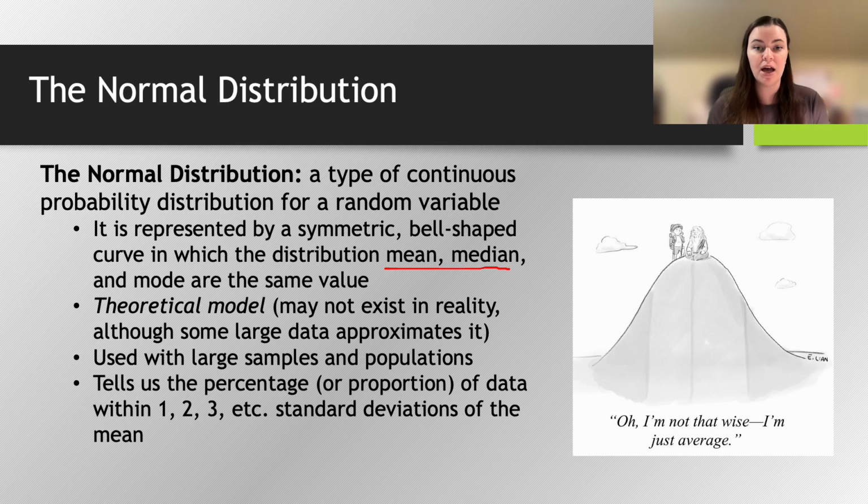The last type of distribution shape that we had talked about, though, was this idea of a symmetric distribution. So that's where it's exactly equal on each side, and that's what's being represented here in this cartoon. It's this bell-shaped curve, again, where that mean, median, and mode are all in that center point here. Importantly, the normal distribution is a theoretical model, although some really large data sets approximate this.